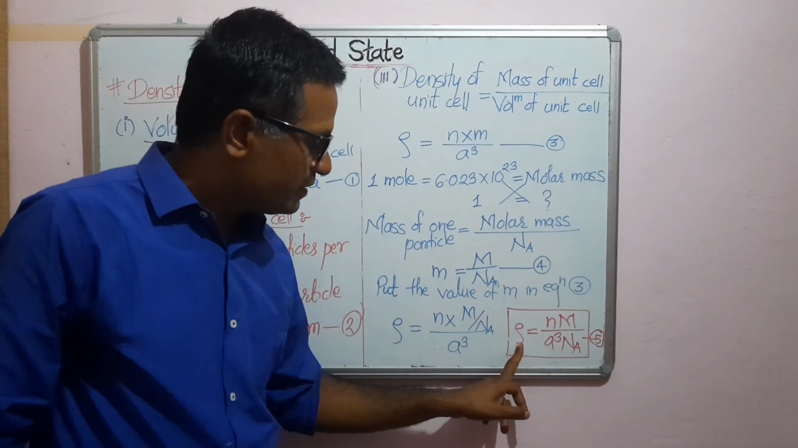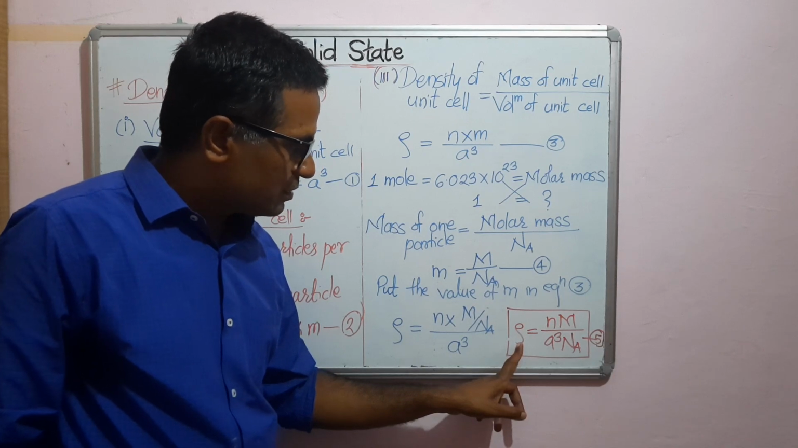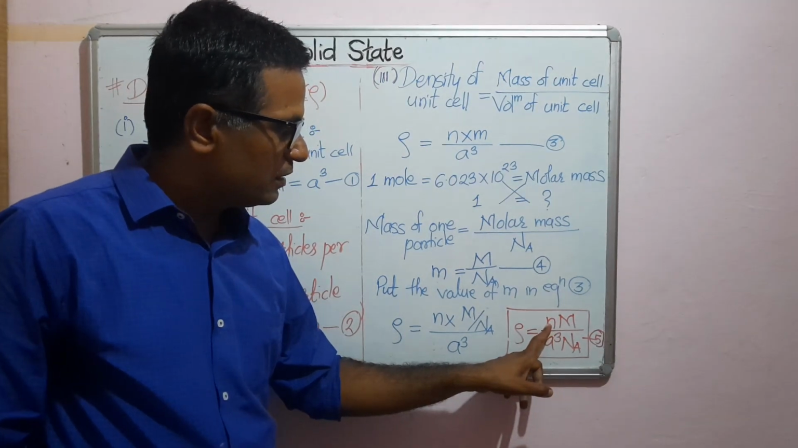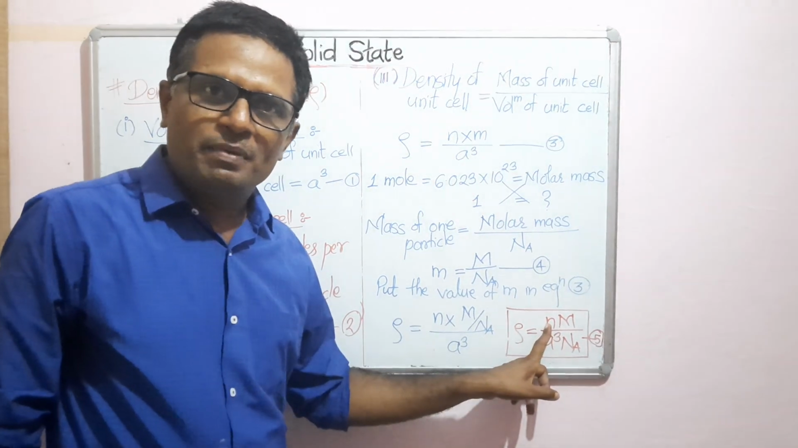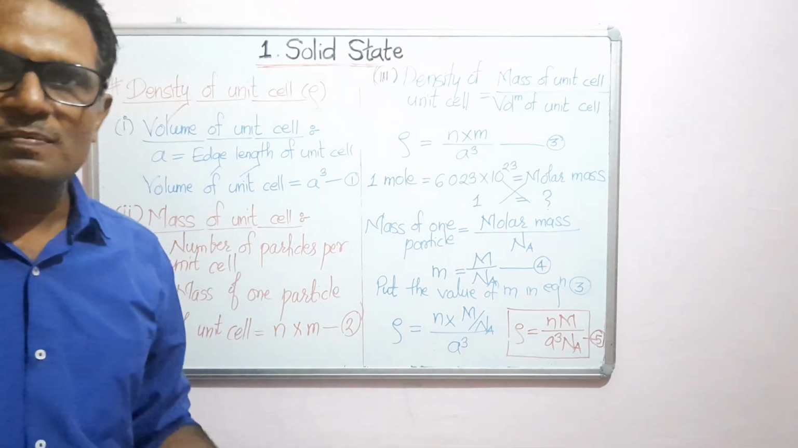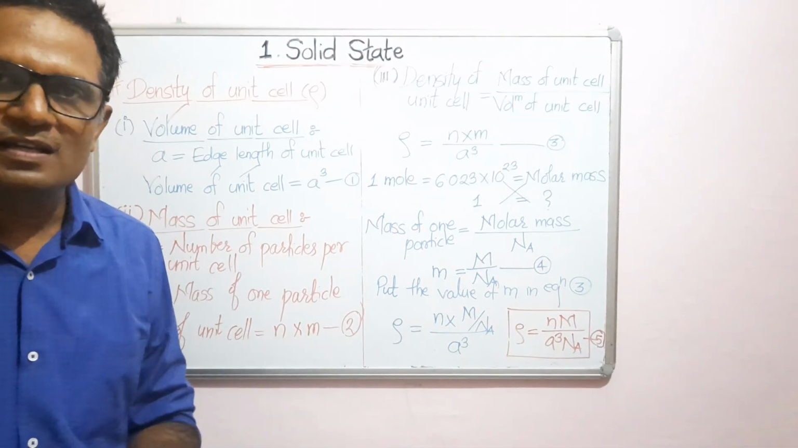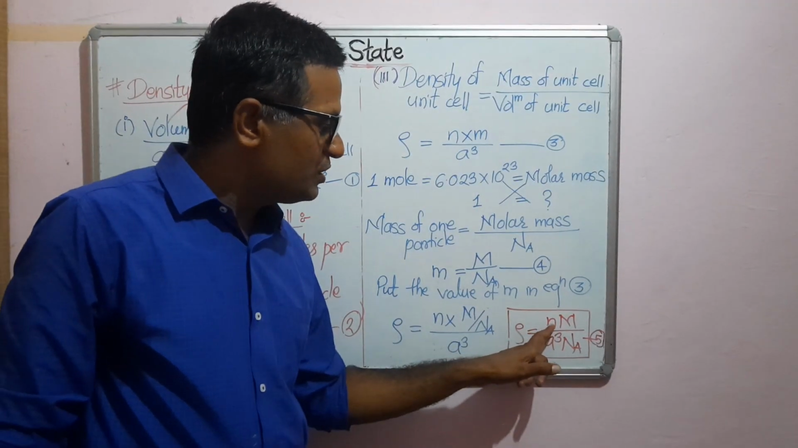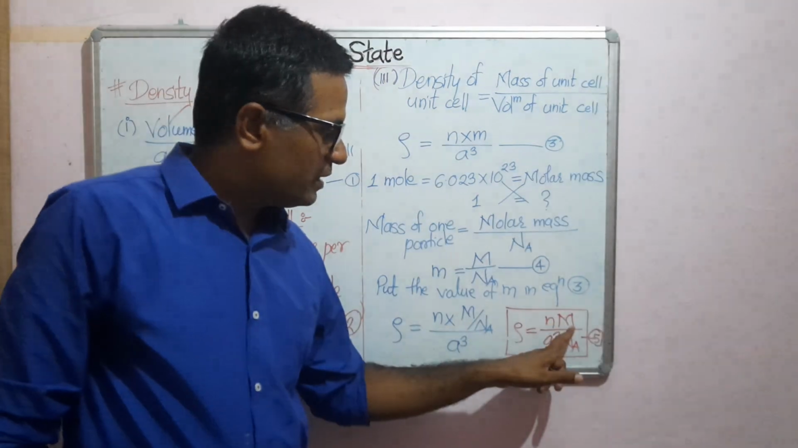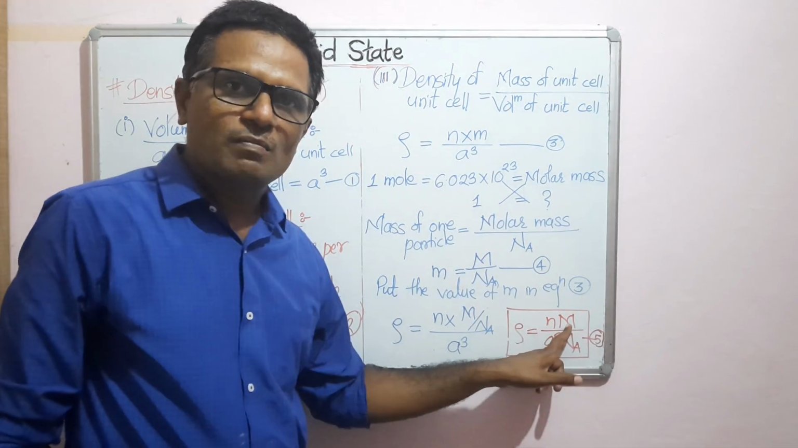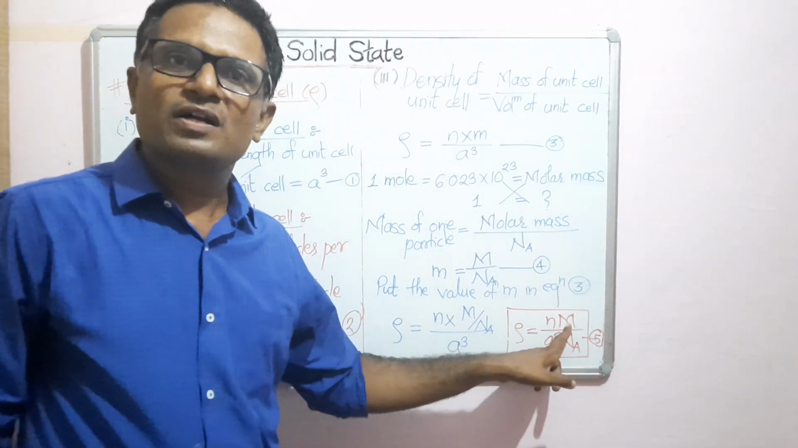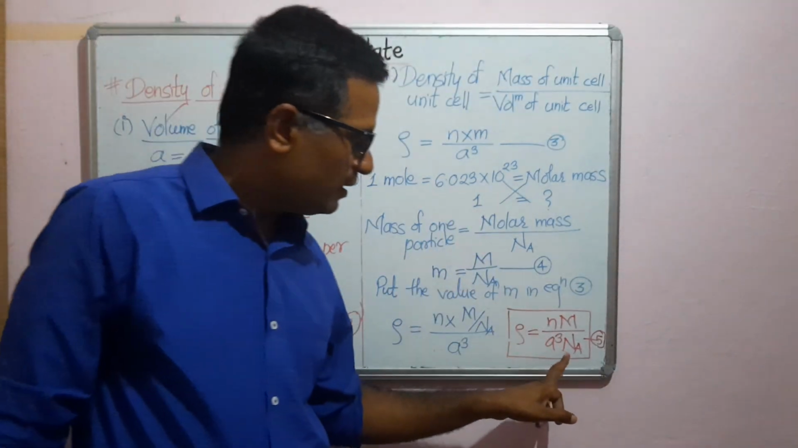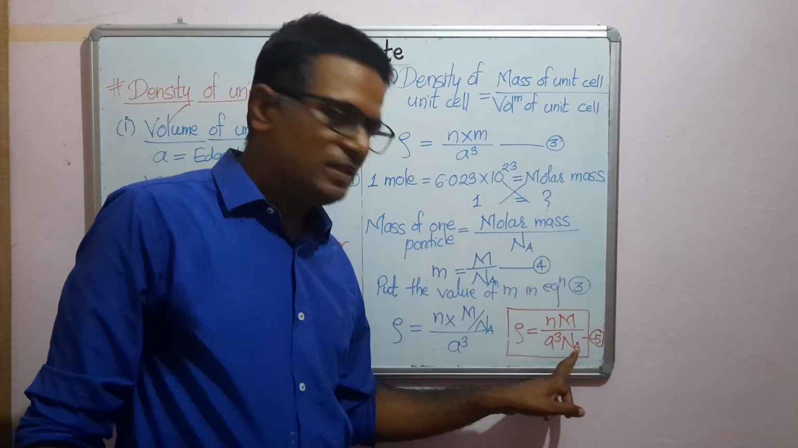Here rho is the density of the substance, which is in gram per centimeter cube. N is the effective number of atoms per unit cell. That means in case of a simple unit cell, N is 1. In case of BCC, N is 2. In case of FCC, N is equal to 4. Capital M is nothing but the molar mass, always in gram per mole. A means edge length, so a cube is there, and Na means the Avogadro number.